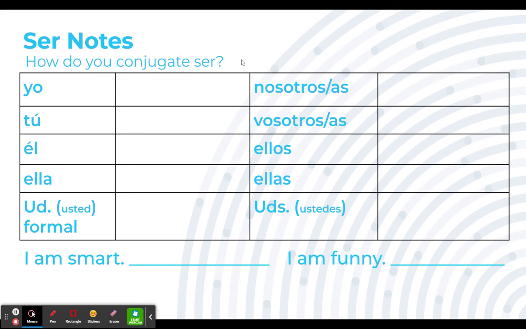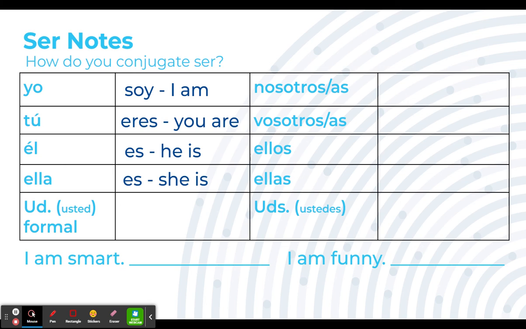Ser. Now we're going to work with ser again this year, but really I want you to be aware of ser in the yo form. So ser is irregular. It means to be. So yo soy, I am. Tú eres, you are. Él es, he is. Ella es, she is. Usted, you are, and that's formal.